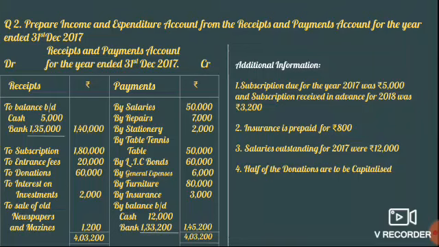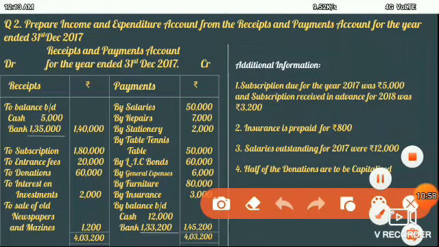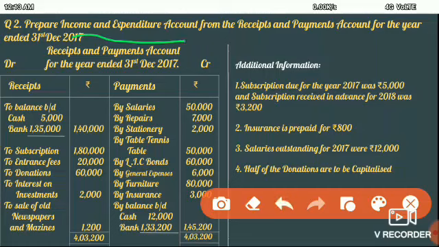So this is our second question. In this question, it says prepare income and expenditure account from the receipts and payments account for the year ended 31st December 2017. So our receipts and payments account is given to us for the year ended 31st December 2017, and we also have to prepare an income and expenditure account for the same year ending. So let us see the information that is given to us in the receipts and payments account.